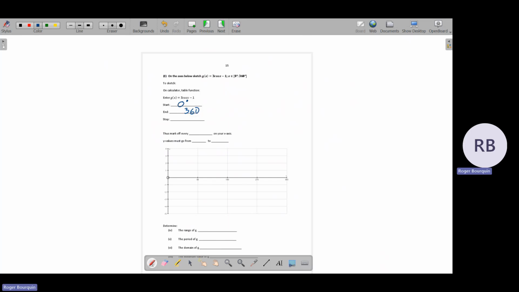No, what's the number in 3 cos x minus 1? What's the silent number in front of x? It's 1, right? 360 divided by 1 is 360. So 90. Okay, so your step is 90. So you're going to mark off every 90 on your x-axis. Don't worry about the next one. So just go enter 3 cos x minus 1 in your calculator.